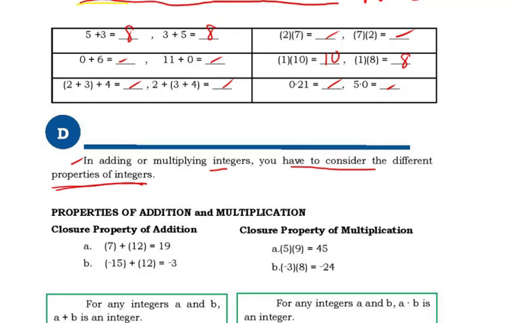Number 1, meron po tayong tinatawag na addition and multiplication properties. Ito po ay para lang sa addition at multiplication. Hindi po ito applicable sa ibang operation. Ano po bang property na meron ng addition at multiplication lang? Ito po yung una. Closure property of addition. Tapos meron din pong closure property of multiplication. Ano po bang ibig sabihin ng closure?